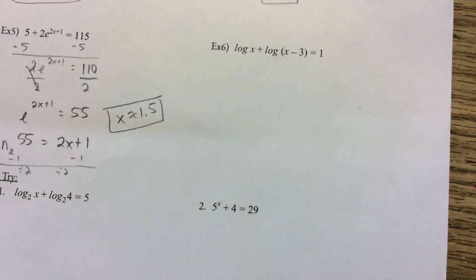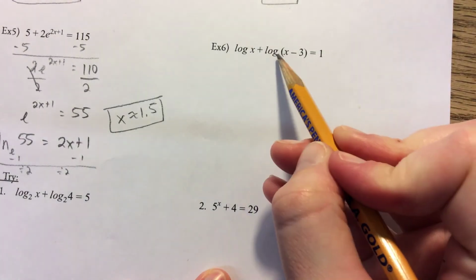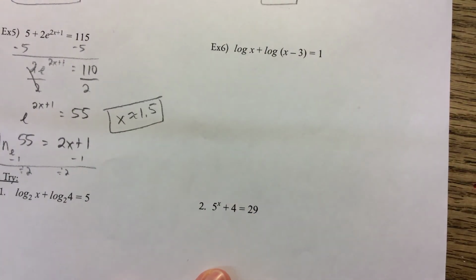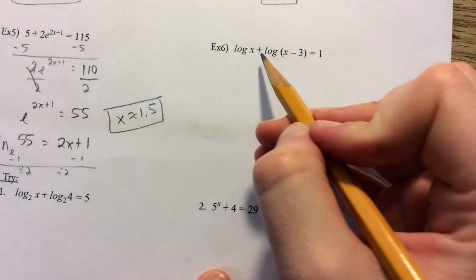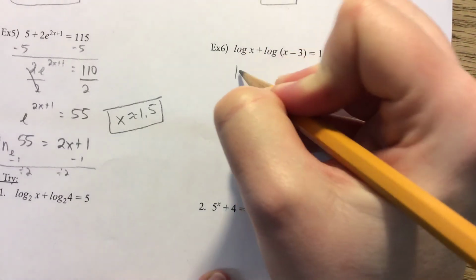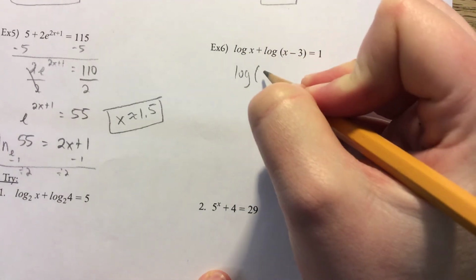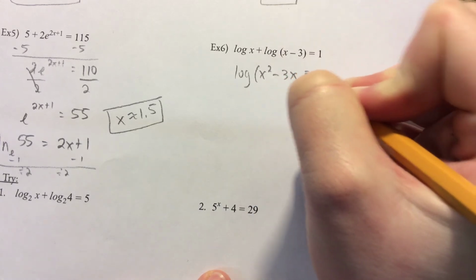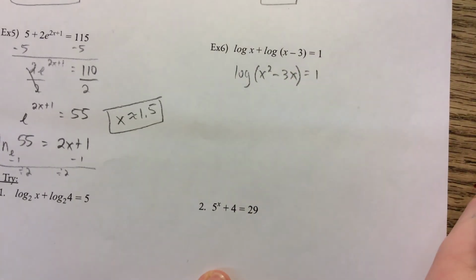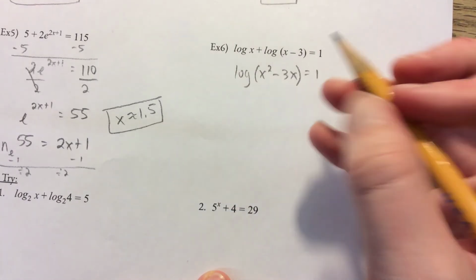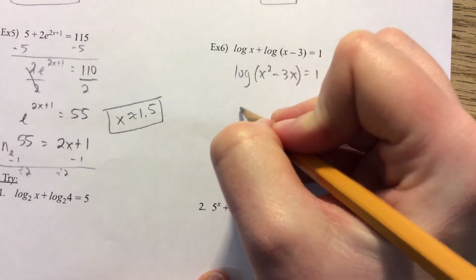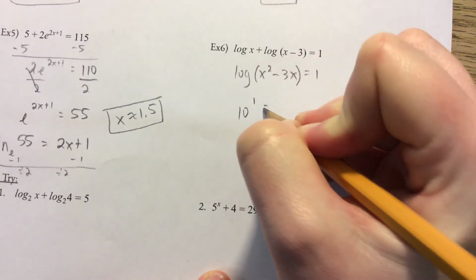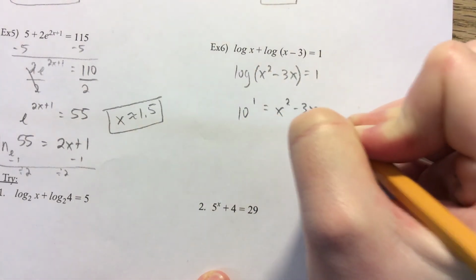Okay, last one. So here, again, we don't have a base written, so that means this is a common log on this one. But I do have addition, so I can simplify it using multiplication. So this would become x squared minus 3x. Okay, now I can switch this into an exponential, so I have 10 to the first power equals x squared minus 3x.